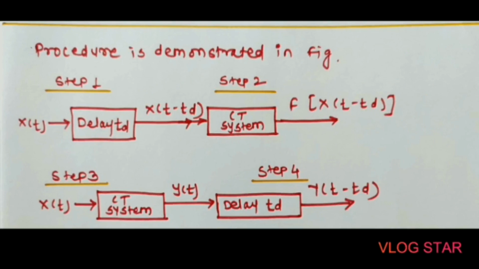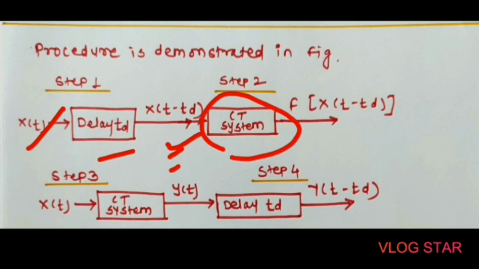Here in step 1, apply x of t to a delay unit to obtain x of t minus td signal, the delayed version of x of t. That means x of t is applied to the delay unit td, and we obtain here x of t minus td. In step 2, pass that delayed input signal, that is x of t minus td, through the continuous time system.